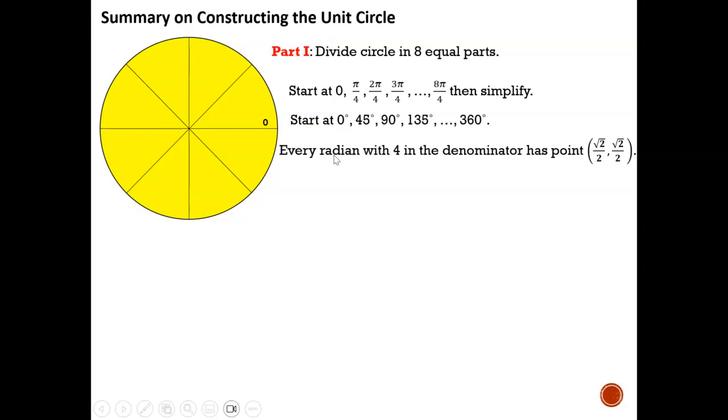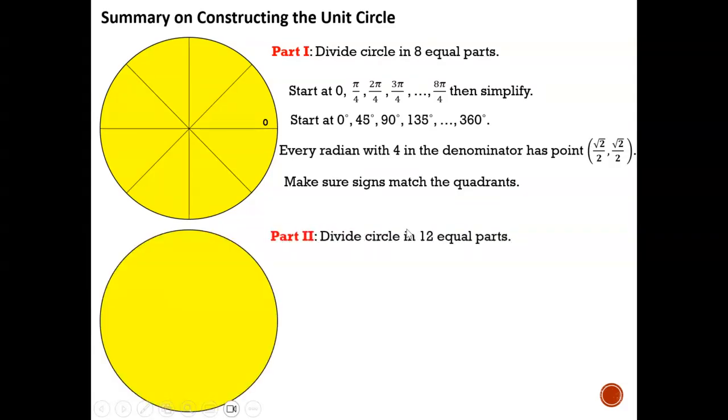And then finally, every radian with a 4 in the denominator has a point of square root of 2 over 2, square root of 2 over 2. But you have to make sure that the signs match the quadrants. Okay. Now, let's summarize part 2.